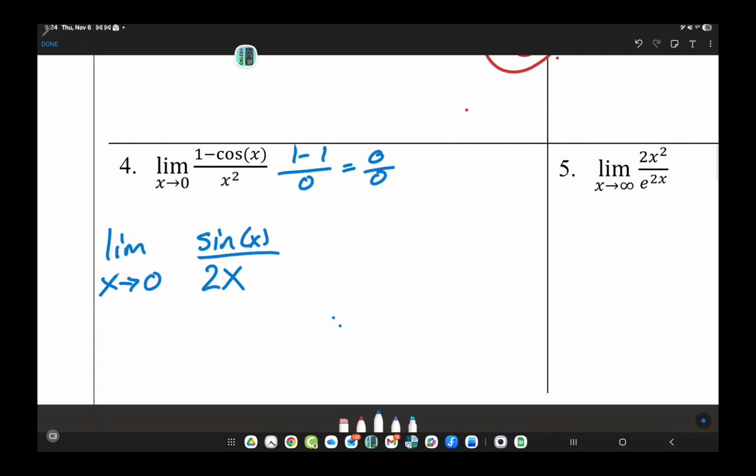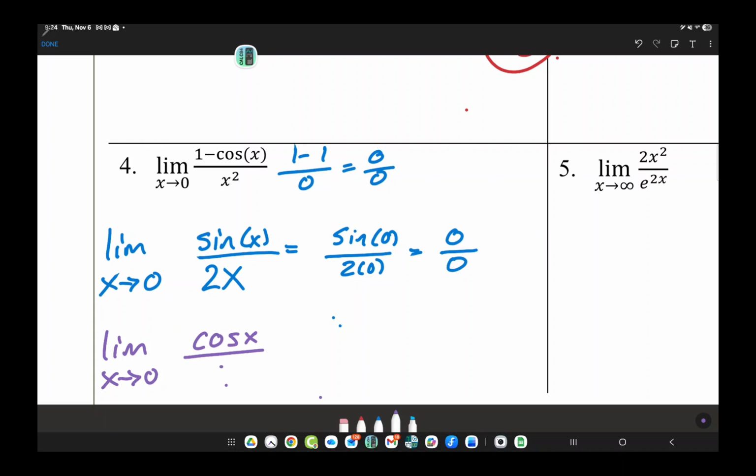All right, so I plug in 0 here, I get sine of 0 over 2 times 0, which is 0 over 0. So we do L'Hopital's rule again. Limit as x goes to 0. The derivative of sine is cosine. The derivative of 2x is just 2. So it gives me cosine of 0 over 2, which is 1/2.